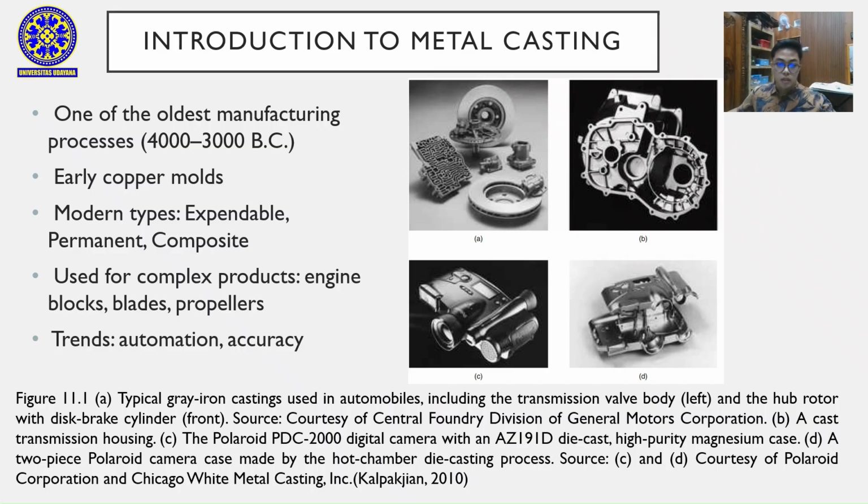Metal casting is one of the oldest and most important manufacturing processes, dating back to 4000 BC. It involves pouring molten metal into a mold to form a desired shape after solidification. Today, casting is used to produce a wide variety of products, from engine blocks and turbine blades to plumbing fittings and decorative parts, with increasing automation and precision.